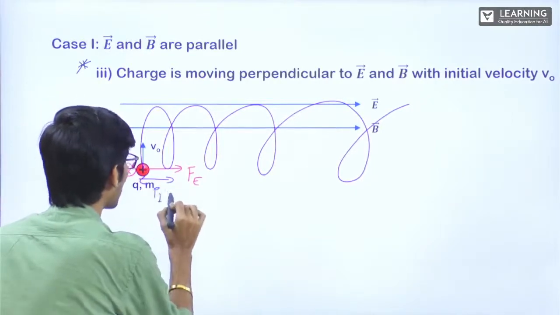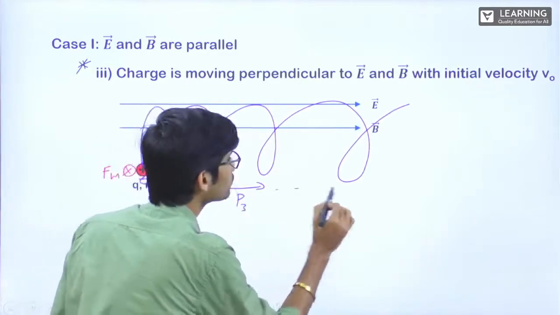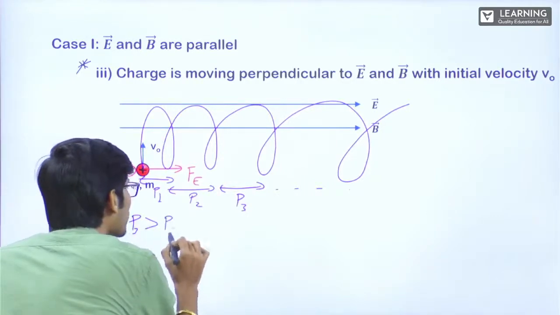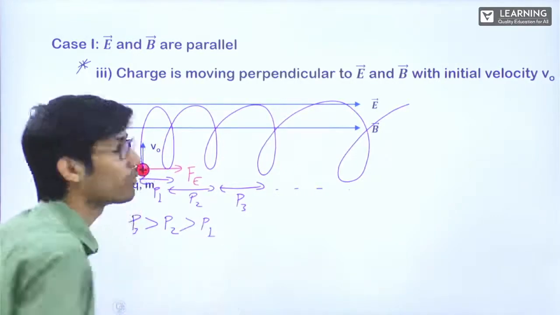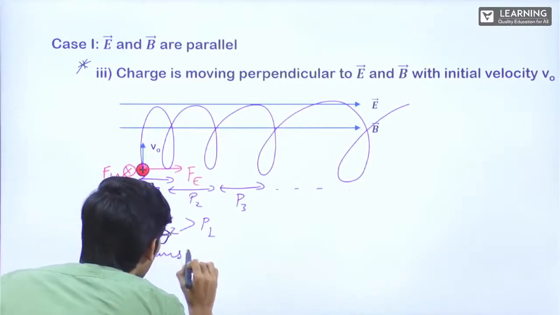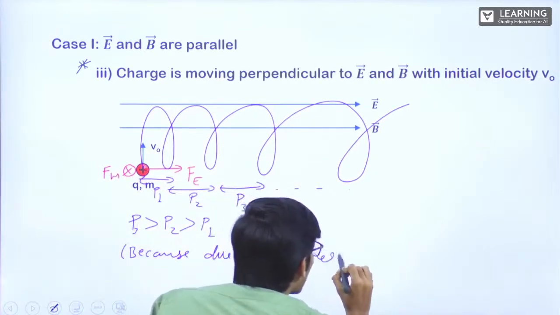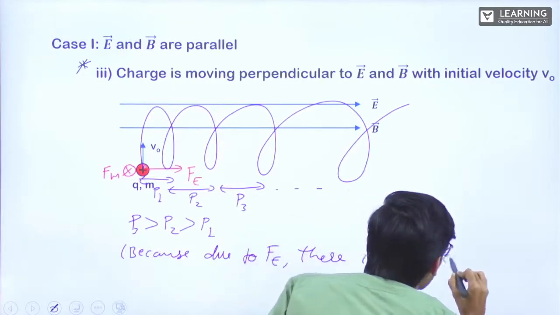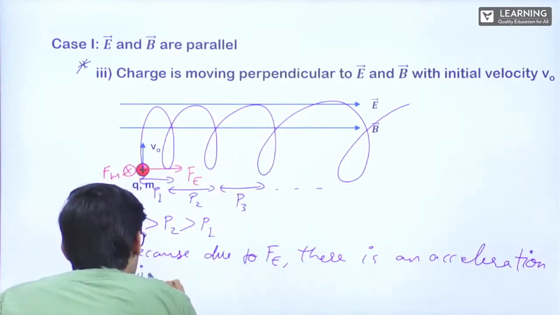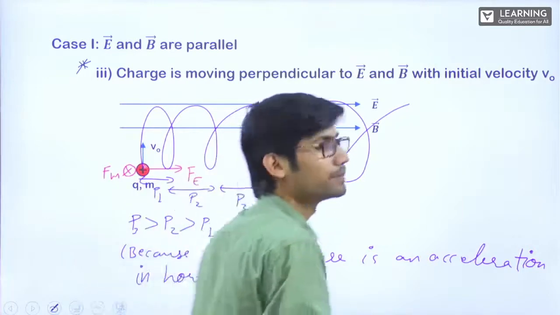Let's say this is P1, this is P2, this is P3, and so on. So here P3 will be greater than P2, will be greater than P1. Why? Because due to Fe there is an acceleration in horizontal. Clear?